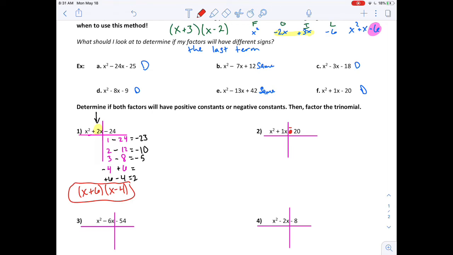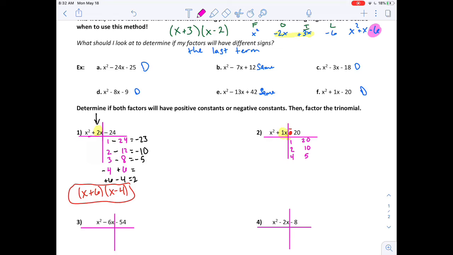I should say minus 20. That was my typo. So let's try this again. Factors of 20, or factors of negative 20. 1 and 20, 2 and 10, 4 and 5, and that's it. Okay, and I want these numbers to be 1 number apart.